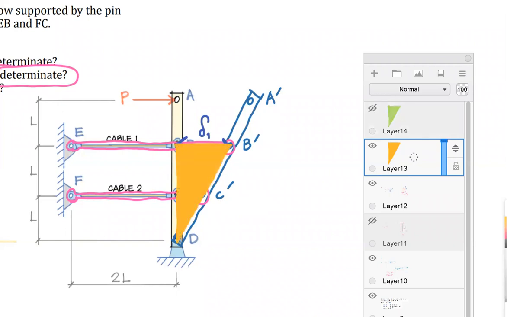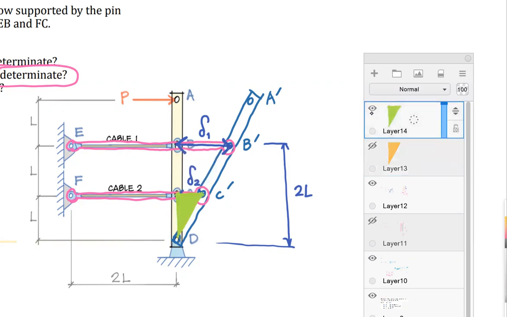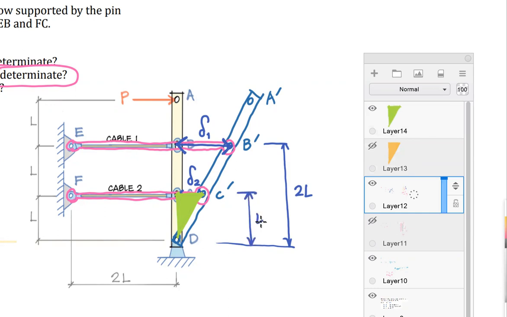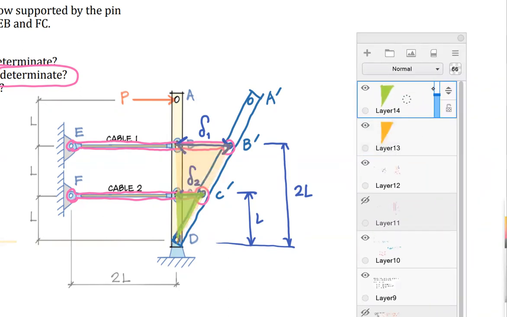The big triangle has this dimension, and again, this is a right triangle right there. That dimension is equal to 2L. And the green triangle, that one has a dimension of L. Okay, I'll keep both of those colored triangles there, but I'll make them fade into the background a little bit more, and give us a nice fresh layer on top.